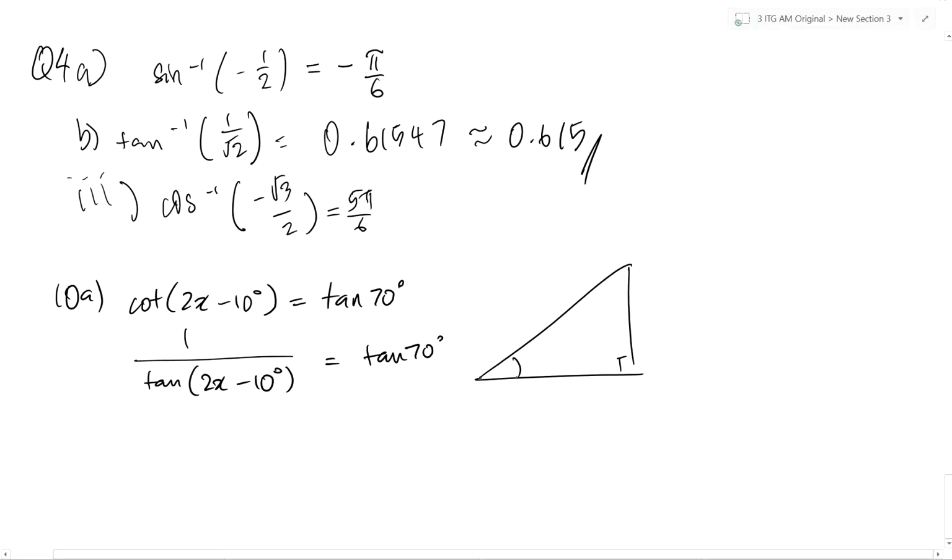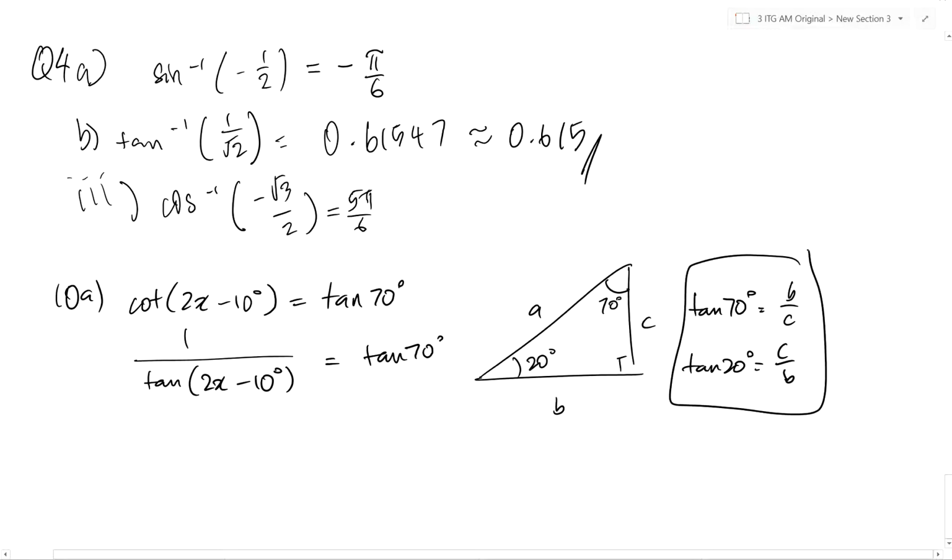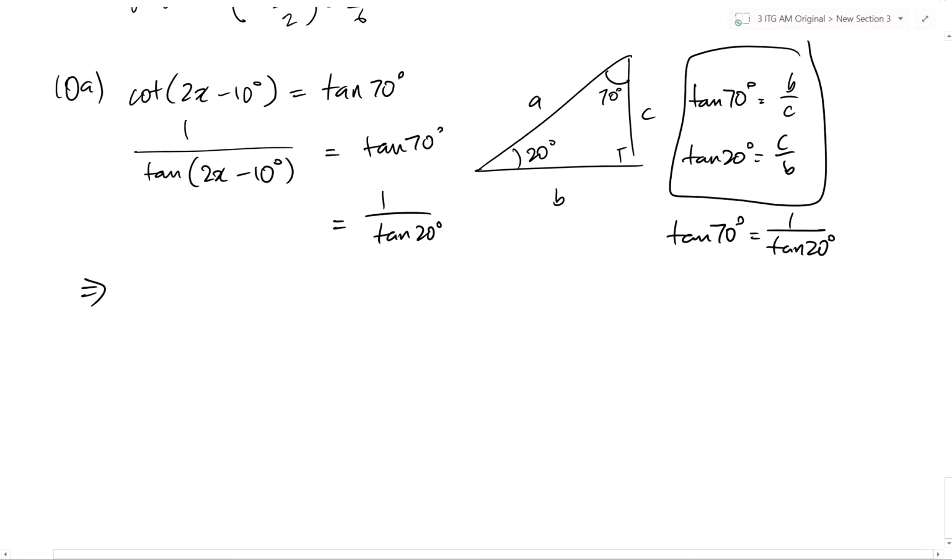Recall your tangent triangle over here. If this is 20 degrees, this is 70 degrees. Let's call the sides A, B, and C. We can tell that tangent 70 degrees is B over C. At the same time, tangent 20 degrees is C over B. And we see that there is a relationship between tangent 20 and tangent 70. They are reciprocals of each other. Meaning, tangent 70 degrees is the same as 1 over tangent 20 degrees. So comparing the denominators, since the numerators are the same, we have tangent 2x minus 10 degrees equals tangent 20 degrees.